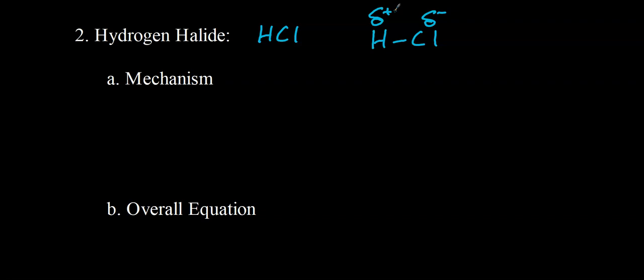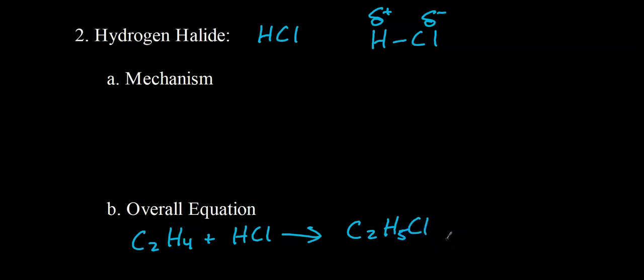So let's again start with the overall equation. We'll use ethene as our example once again. In this addition reaction, we produce the monohalogenoalkane, something like that. So chloroethane would be our product. Once again, we see an increase in saturation. We're going from an alkene to an alkane. All right, so let's take a look at the mechanism.